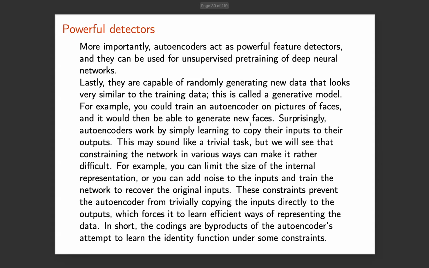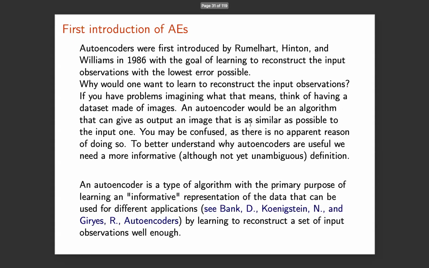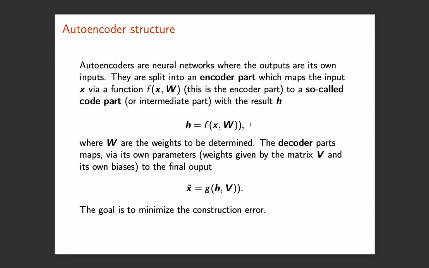So an autoencoder, let me skip some of this because these are repetitions. The important thing for us is that an autoencoder splits into an encoder part, which maps the input via a function f(x), which takes an input x, your input variable, and a set of parameters which you optimize. This part could be given by a neural network.